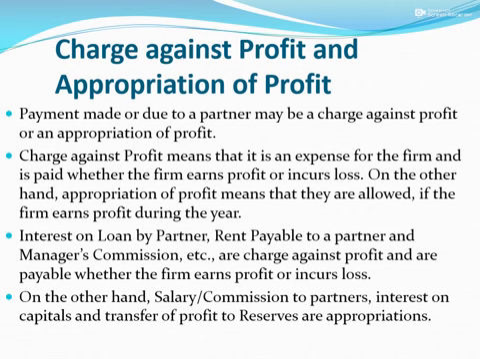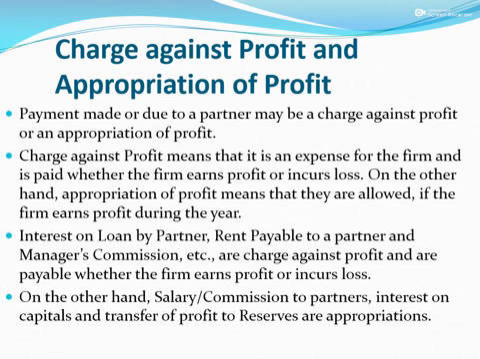Now for an example, charge against the profit includes interest on loan by the partner, rent which the firm has to pay, and manager's commission the firm has to pay. Charge against the profit includes all those expenses which the firm has to pay other than dues regarding the partner.